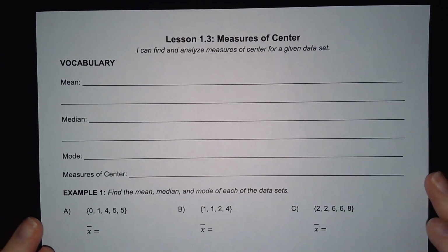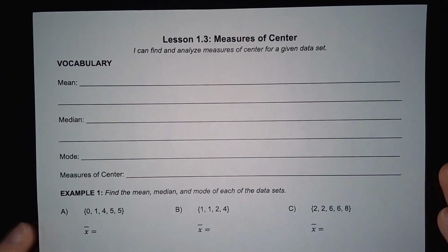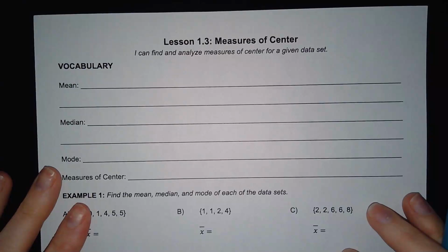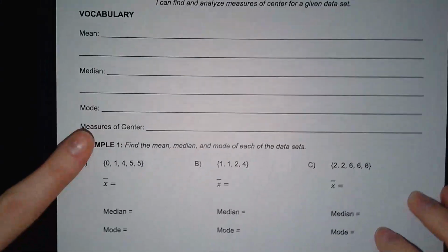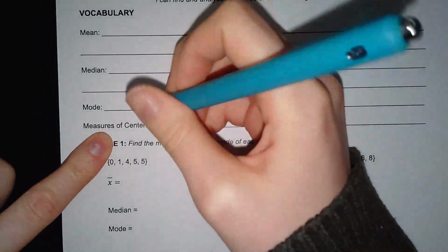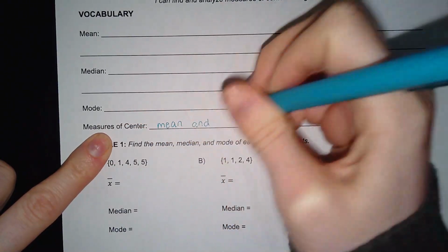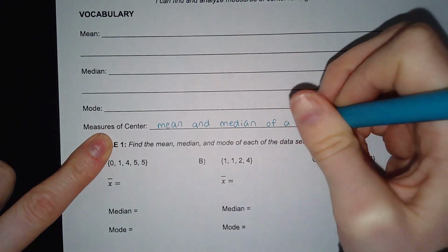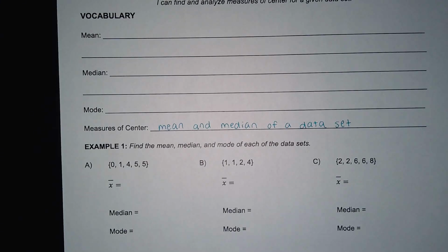Hello, welcome. We are in Chapter 1, FST, where we're talking about some different statistics. In this video, we're going to go through Lesson 1.3, which is all about our measures of center. Now, you might not have heard of the phrase measures of center before. Measures of center are referring to the mean and the median of a data set. And really what these help us look at is the center of the data.